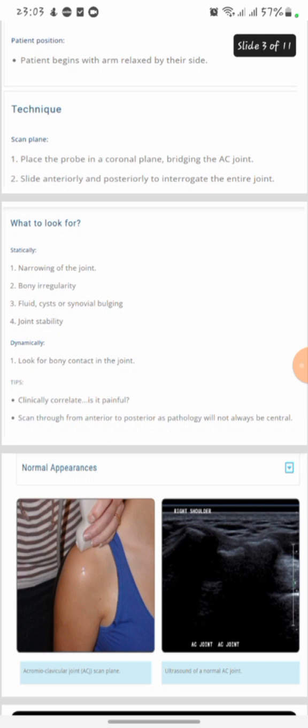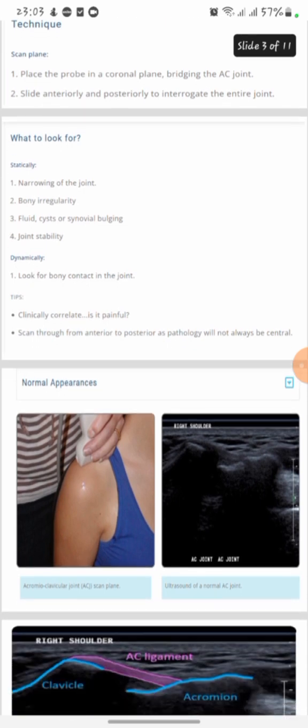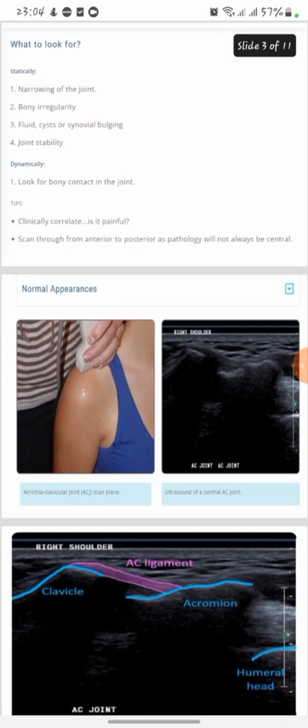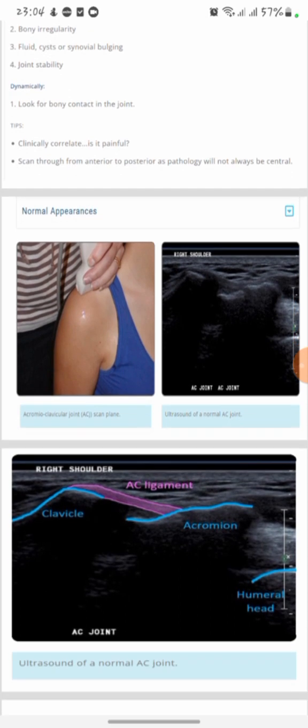So what are we looking for? We are looking for narrowing of the joint, any bony irregularity, any fluid, cyst or synovial bulging, and any kind of joint instability. And then we can examine the AC joint dynamically to look for any bony contact in the joint. Clinically correlate if the patient has any kind of pain, and scan through from the anterior to posterior, as pathology will not always be central.